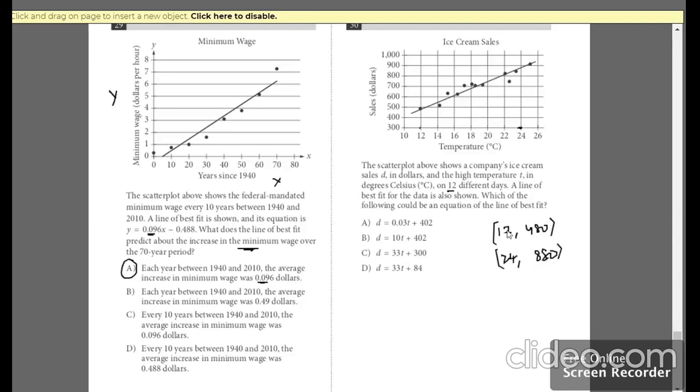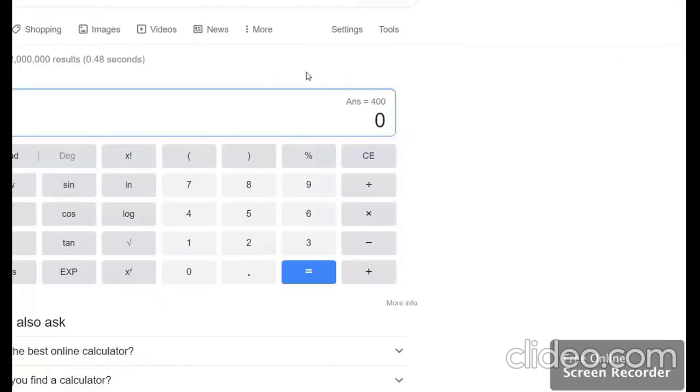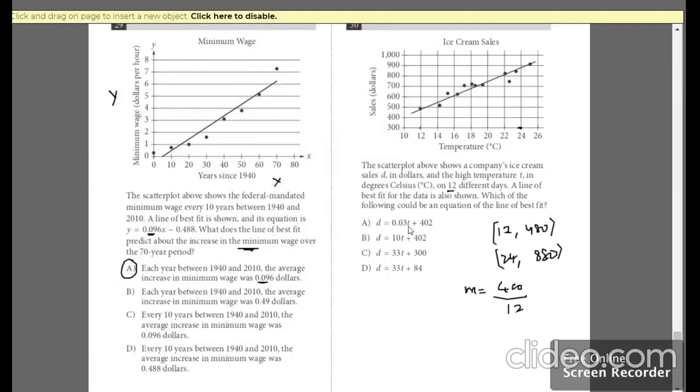And remember, we need to work it out and get the best fit for the equation. So if I take 880 minus 480, that will give me 400, and upon dividing by 12, 400 divided by 12 is going to give me 33. So it means I got the clue that it's not A and B. Among these two, we have to select which is the best equation of a line for the best fit that is given to us.